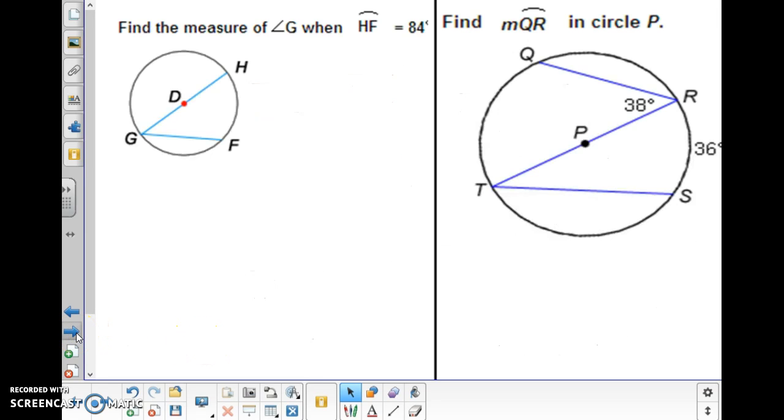Before we do that, though, I want you to look at these two examples. So I want you to pause the video right now. Take a look at these. When you have had a chance to try these yourself, please unpause the video, and we will go over what the answers are going to be.